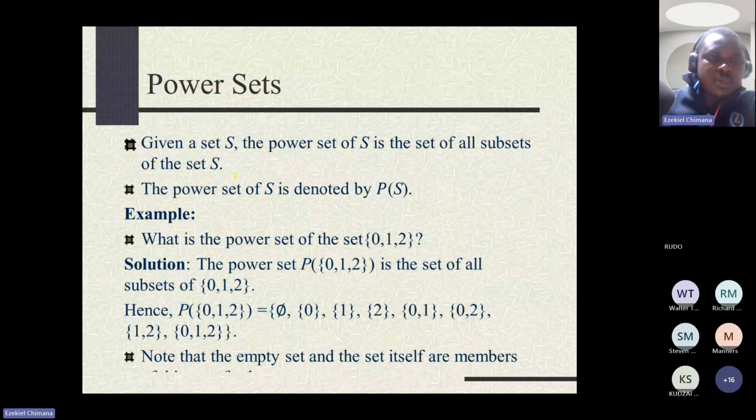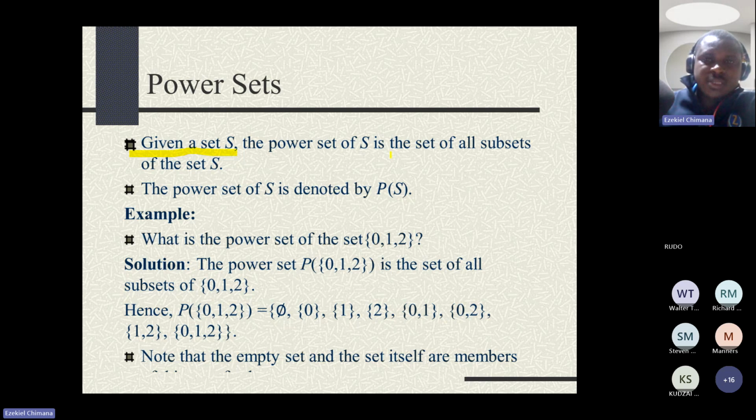Okay, let's talk about power sets. We talk about Venn diagrams later. So given a set S, the power set of S is the set of all subsets of the set S. So any possible subset that we can create from S is what you call the power set.